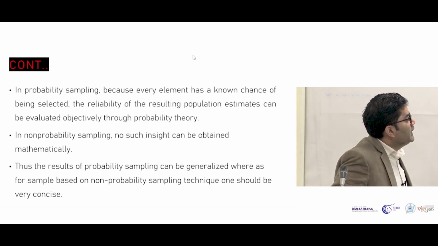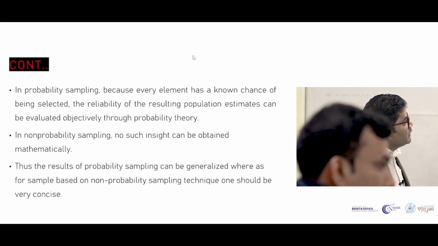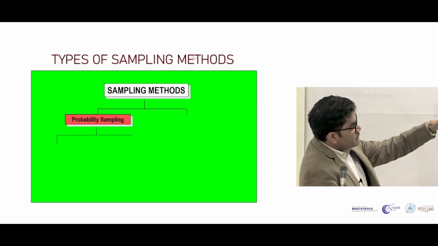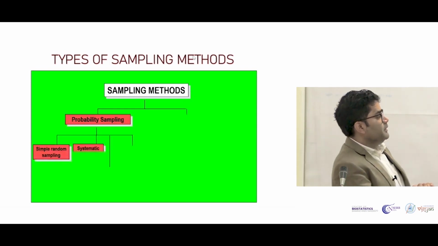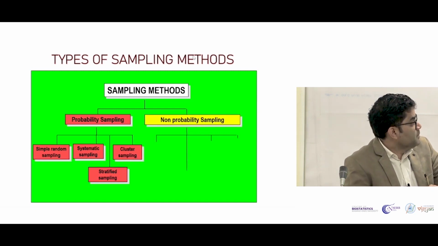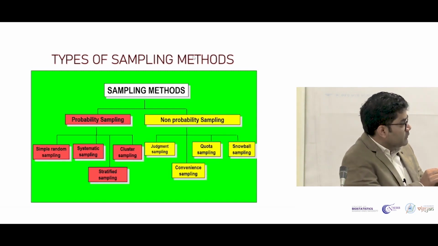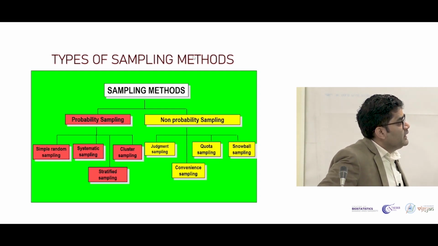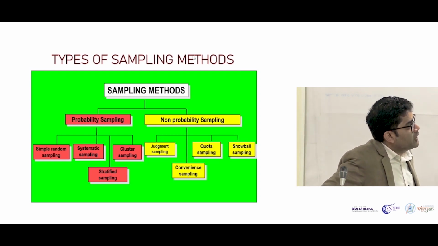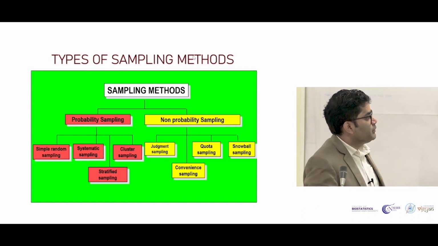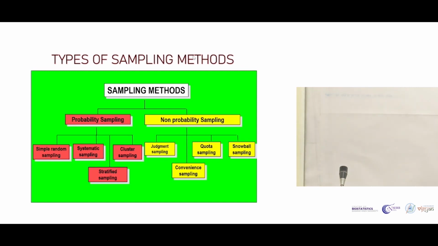Okay. Now, coming on the types of sampling techniques within probability and non-probability. So within probability, we are having 4 types: simple random sampling, systematic sampling, stratified sampling, and cluster sampling. And in non-probability sampling, we have judgment sampling, convenience sampling, quota, and snowball. Coming on the first one, simple random sampling.